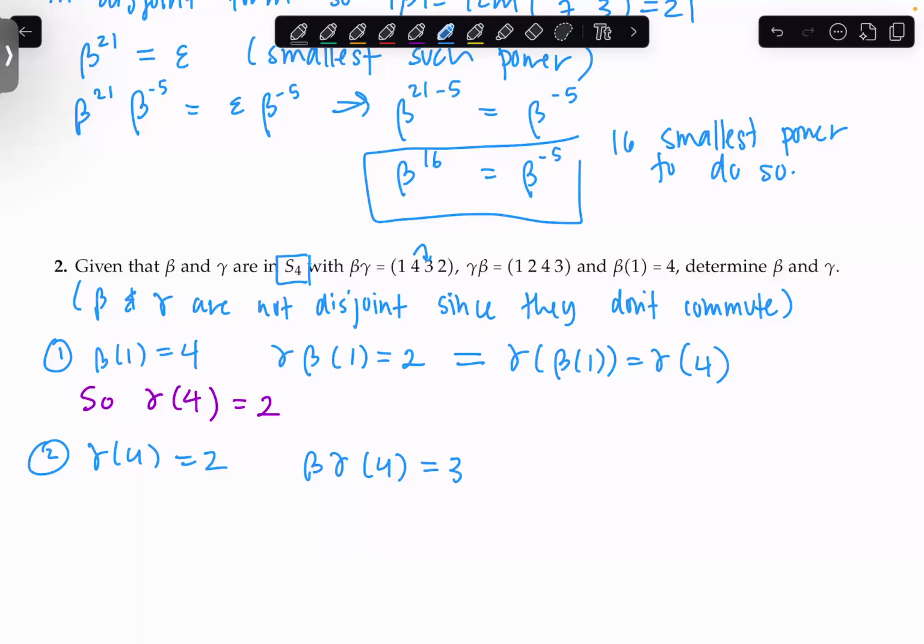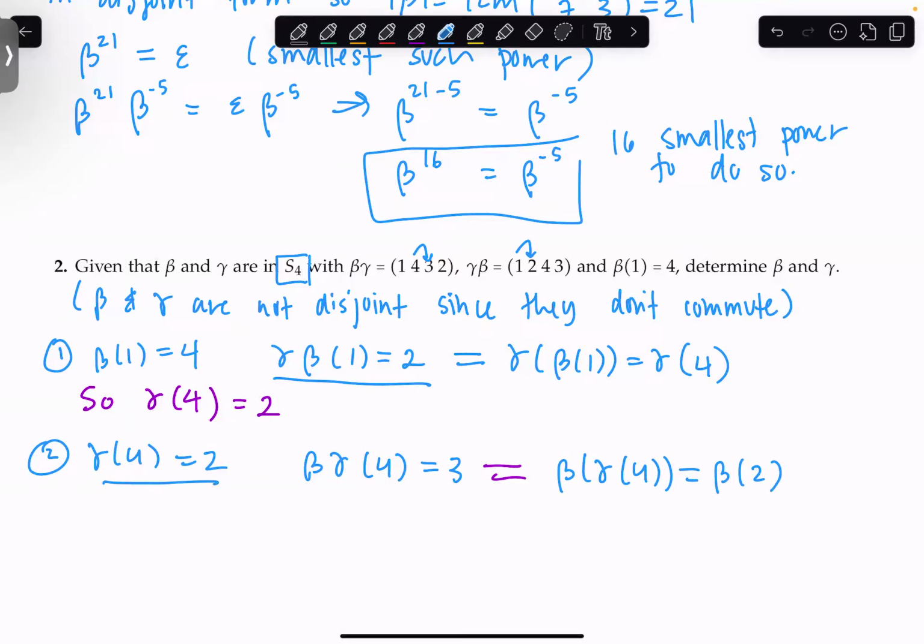Right, so here, because 4 goes to 3 in my notation, and previously I had 1 goes to 2, I know this has to be the same as if I did it in pieces instead. So do beta of gamma of 4. So do gamma of 4 first, the inside piece or the rightmost. But this we just said was 2. And so this is explicitly telling me that beta is going to send 2 to 3.